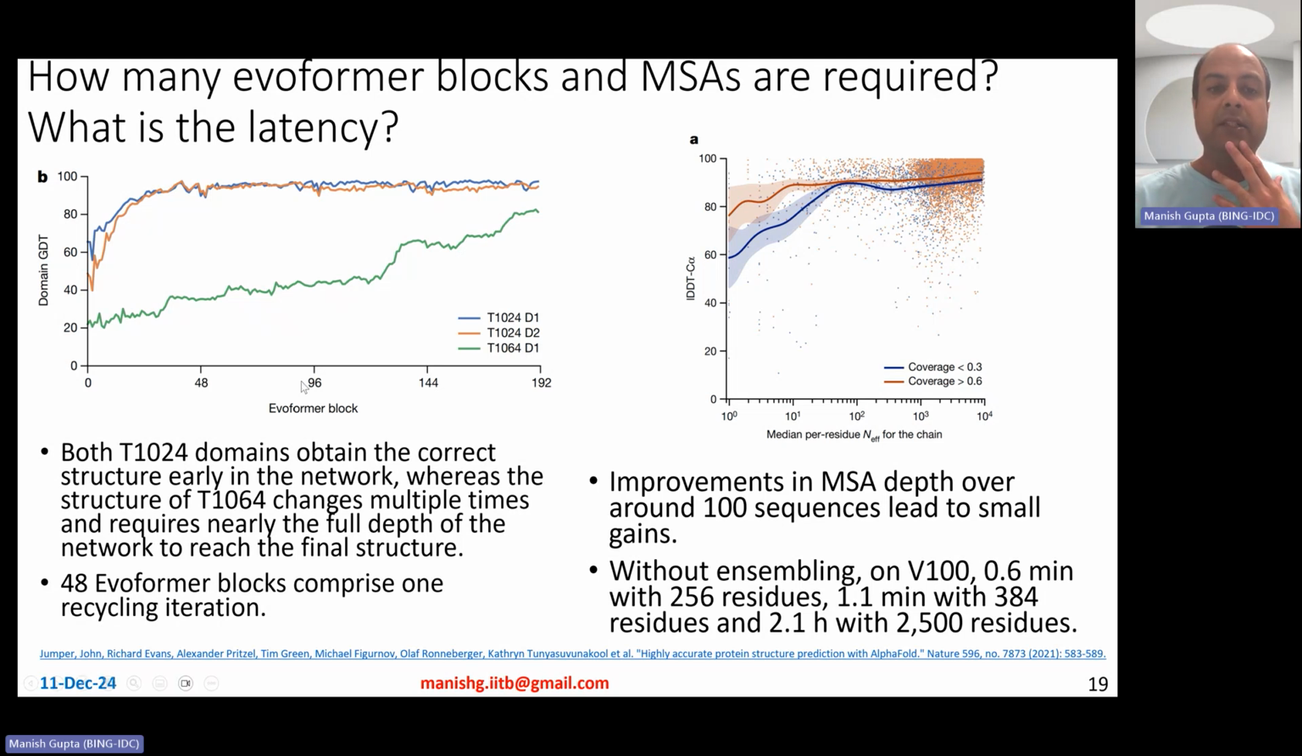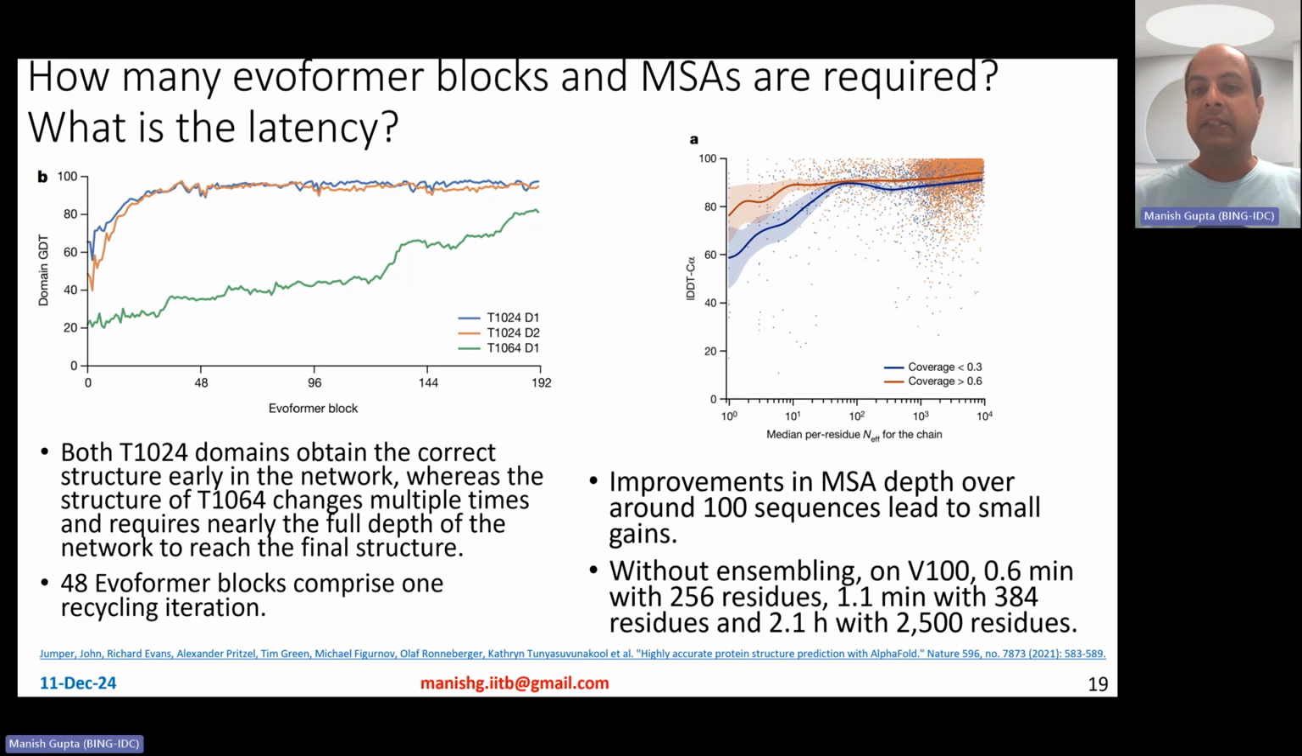They found that you can compute some metric from the structures obtained from each of those blocks. What they observed across three different proteins is that some proteins get predicted much earlier in the entire iterations, but there are some proteins, like this green protein, which really require the entire length of the network, all the 192 Evoformer blocks, to be able to predict correctly.